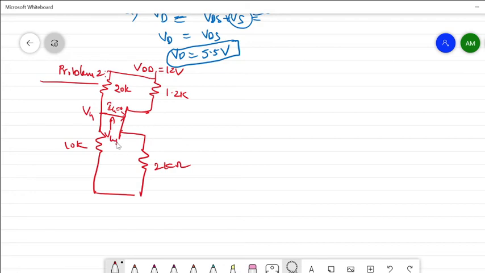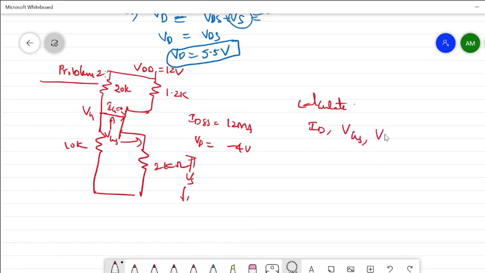This is VGS. IDSS is equal to 12 milliamperes. VP is equal to minus 4 volts. This is VS. Okay, these are the given values in the question. Next, calculate ID, VGS, VG, VDS and VS.